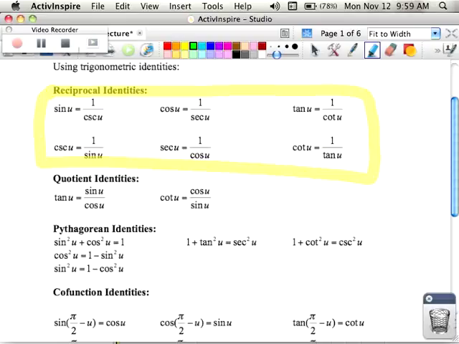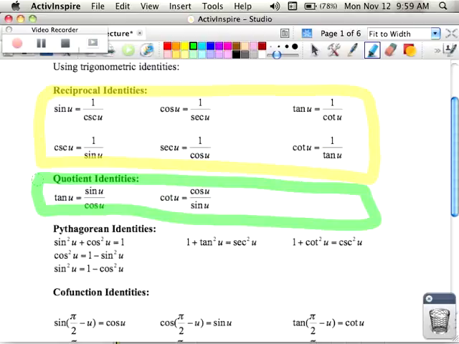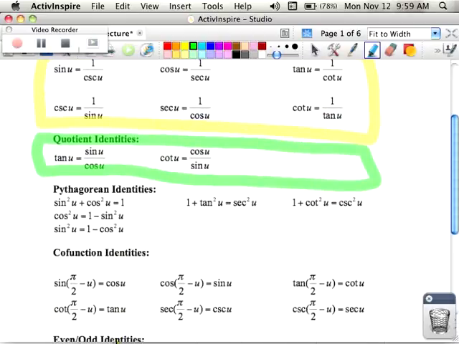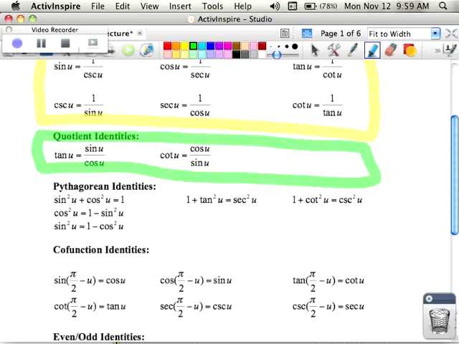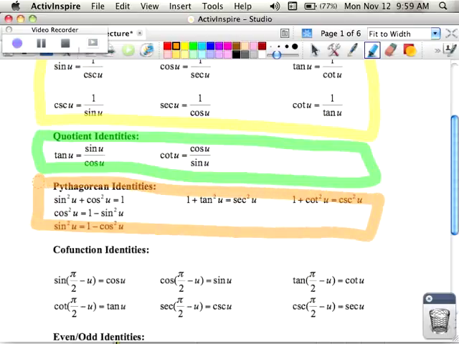We've talked about those. The second kind are called the quotient identities. Those are the tangent and the cotangent. And then the last important group, I guess, in my opinion at least, are what we call the Pythagorean identities. These are ones where you see squared stuff going on, like a squared plus b squared equals c squared kind of thing. It comes from a right triangle in the unit circle, and we've talked about those as well.